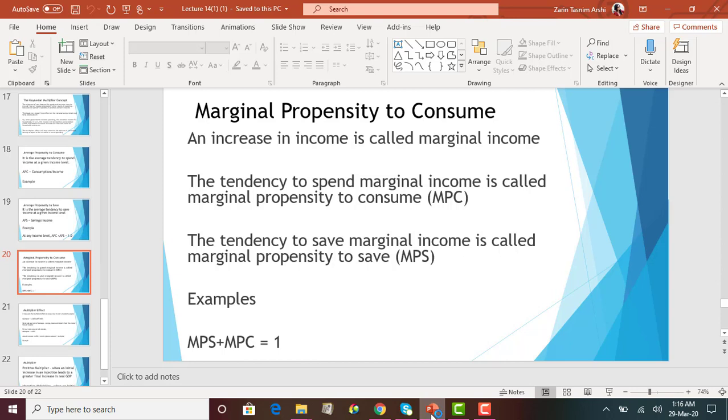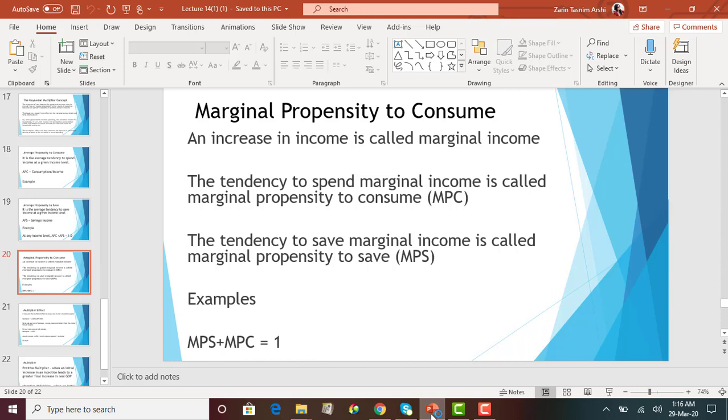Okay, and it is related to your marginal income, which means your increase in income. Remember, marginal means additional. Marginal income means your additional income. Okay, so first let's start with marginal propensity to consume. What it means is if there is an increase in your income, how much of that income will you spend? That's MPC, or marginal propensity to consume. The tendency to spend your additional income that you're getting.